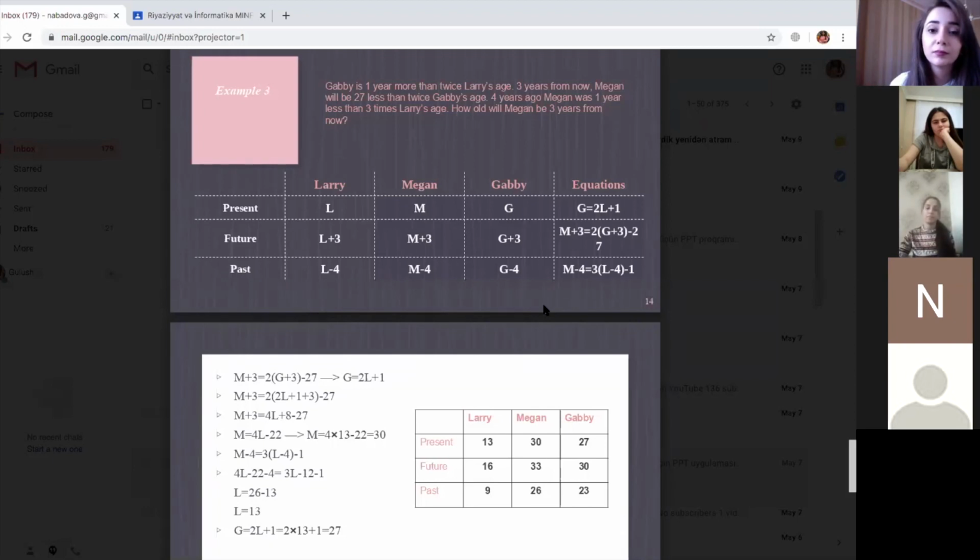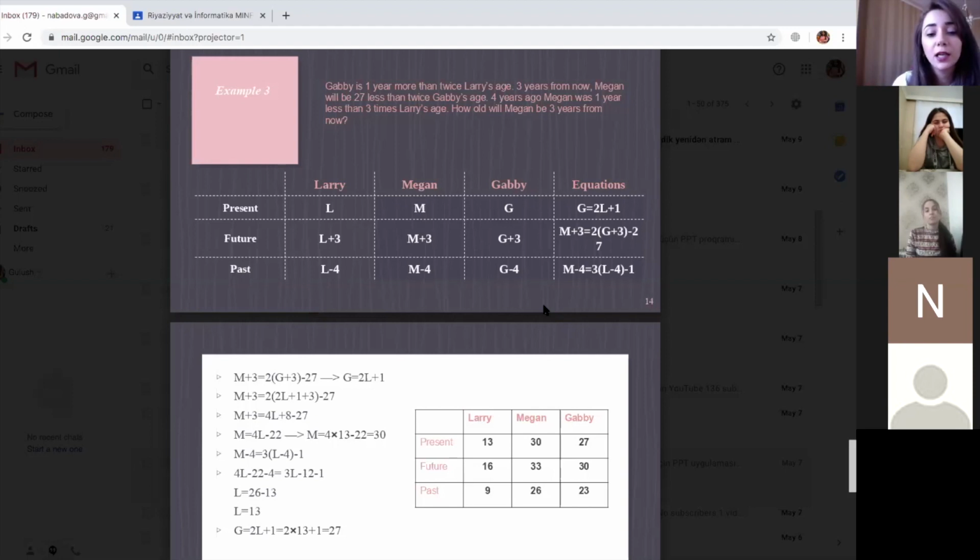We know first the times: present, future, past. Present: Larry is L, Megan is M, Gabby is G. Equation: G equals twice L plus 1. Future: Larry L plus 3, Megan M plus 3, Gabby G plus 3. Equation: Megan plus 3 equals 2 times Gabby plus 3 minus 27. Past: L minus 4, M minus 4, G minus 4. Equation: M minus 4 equals 3 times L minus 4 minus 1.